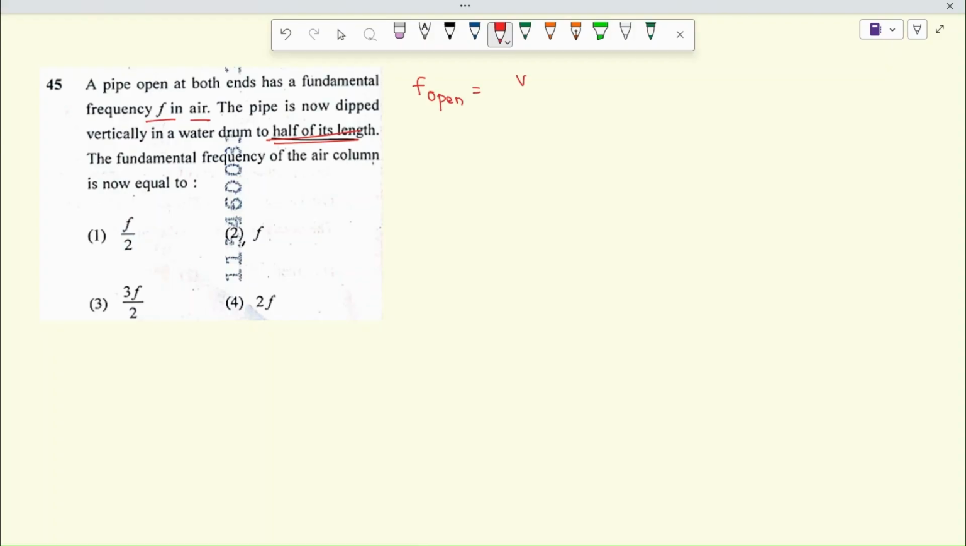You have V by 2L, that is given as F. In closed pipe, general equation is V by 4L. But here what happened? The length became half. So V by 4 into L by 2, which is V by 2L, which is equal to the open pipe's frequency. So this one also is equal to F again. So answer is second option.